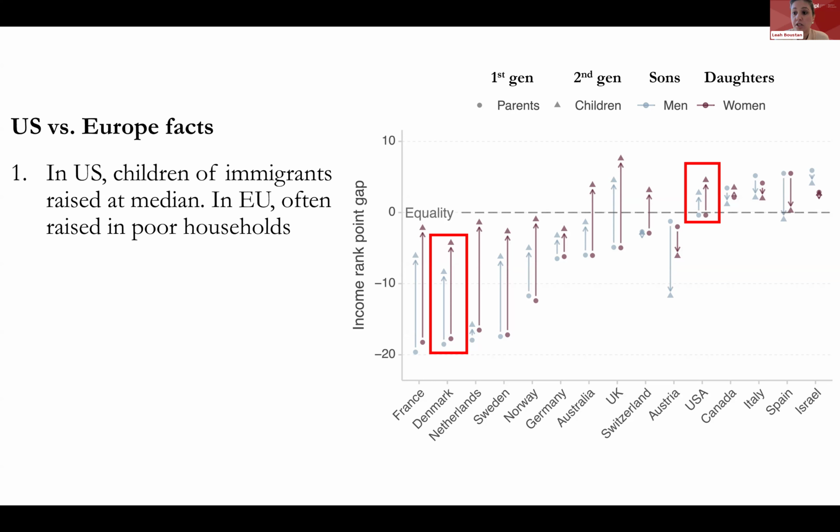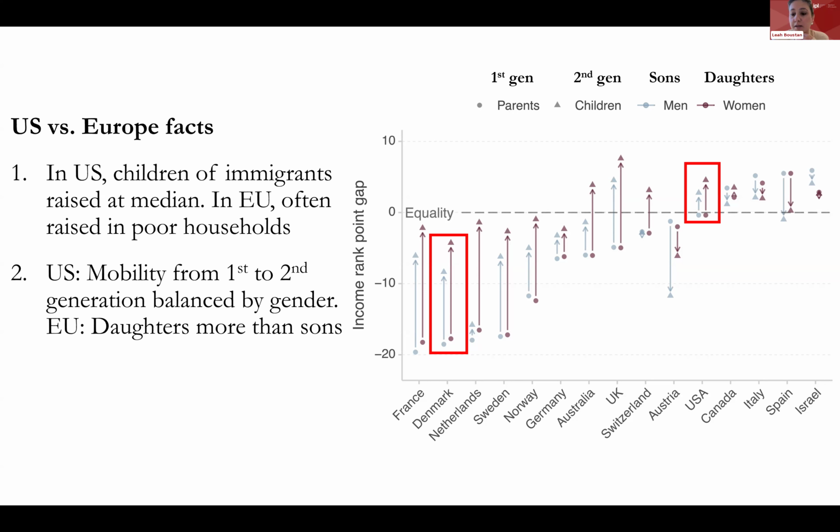The second difference is that in the US, we can see that the mobility from the first generation to the second generation is balanced by gender. So both the sons and daughters of immigrants are moving up to around the same degree. Whereas in Denmark and in many other European destinations, we see that sons of immigrants are moving up relative to their parents, but not to the same extent as their sisters.